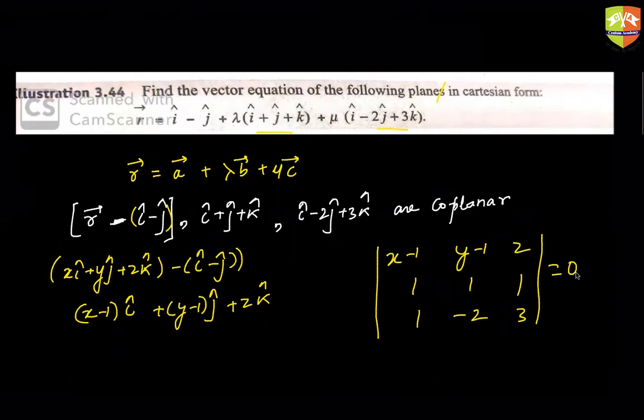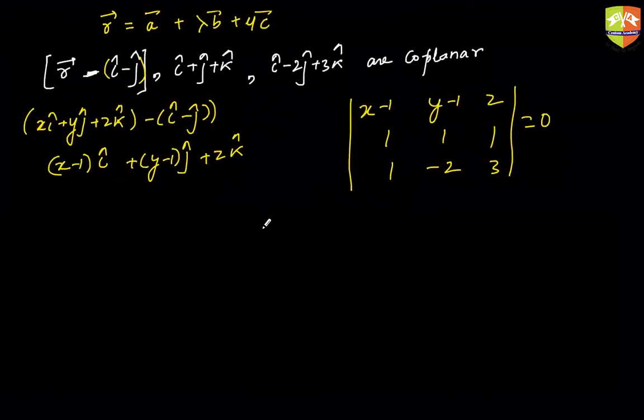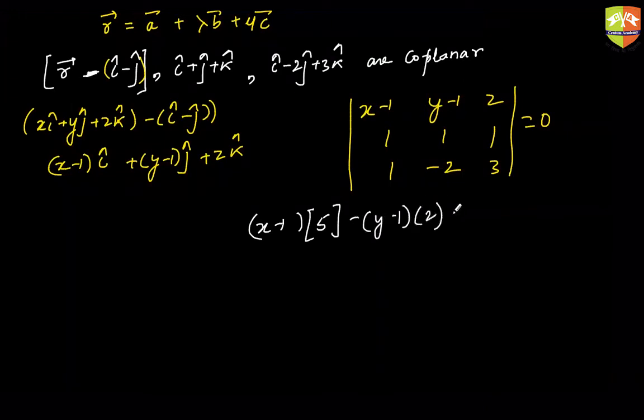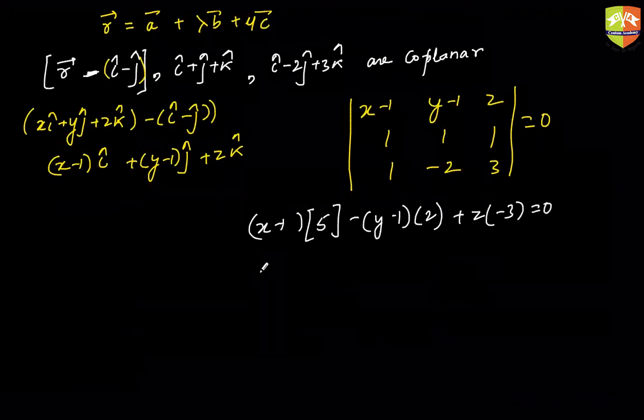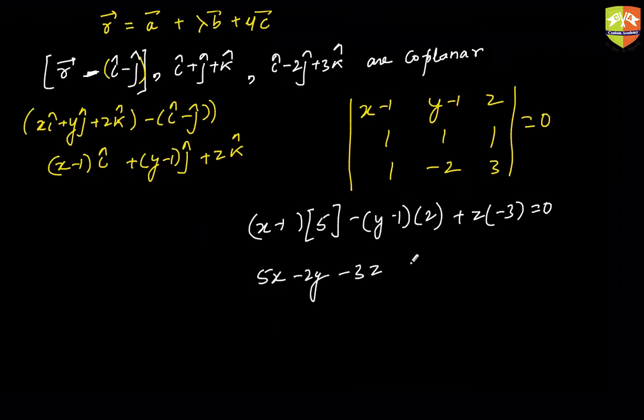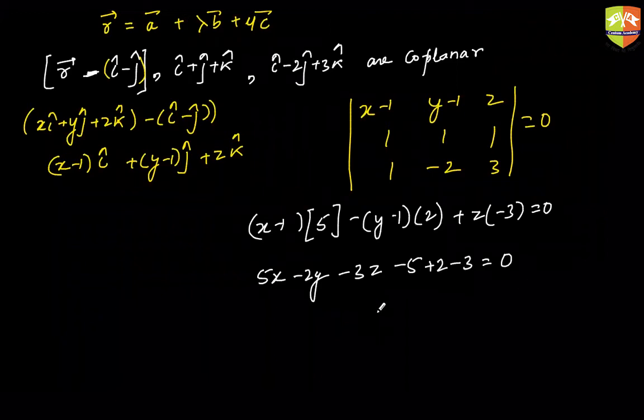Getting the point? So when you expand this, it becomes (X minus 1) times (3 plus 2), which is 5, minus (Y minus 1) times (3 minus 1), which is 2, and Z times minus 3, equal to 0. When you expand it, you get 5X minus 2Y minus 3Z, and you get a minus 5, a plus 2 and a minus 3 equal to 0. Is that fine? Everything is okay so far?